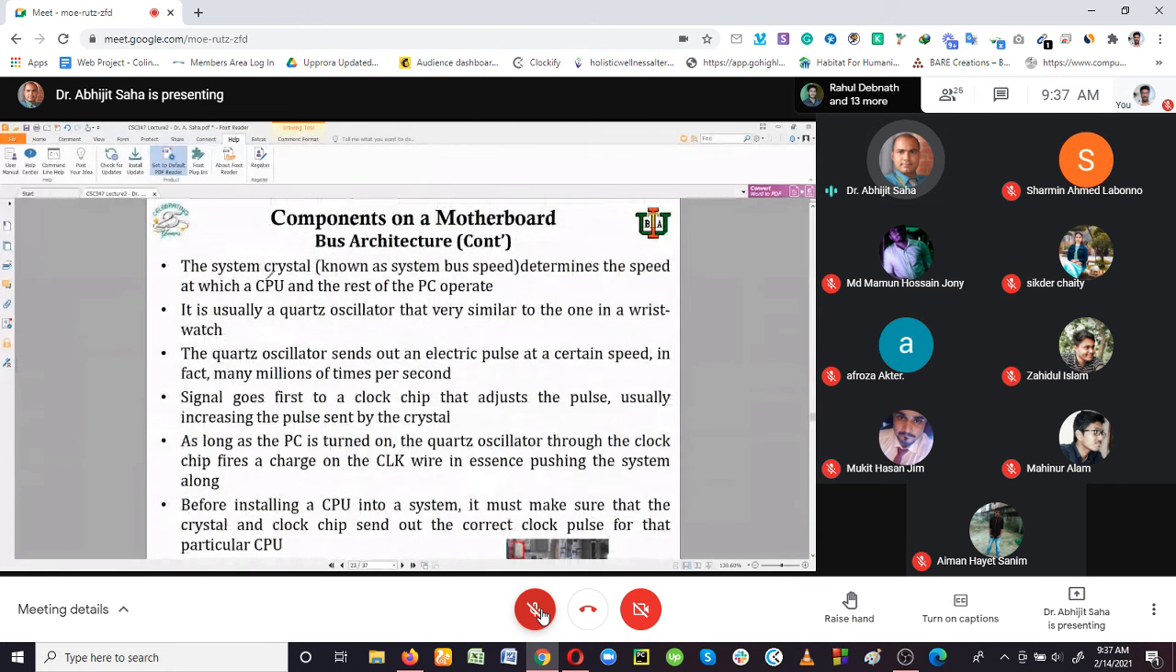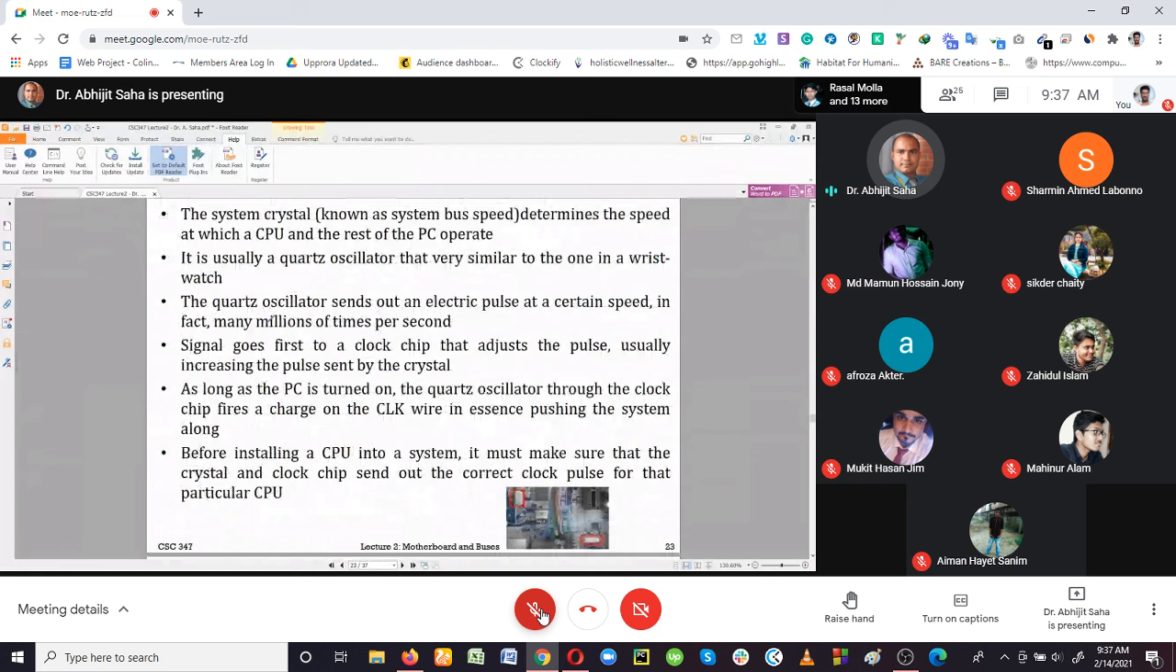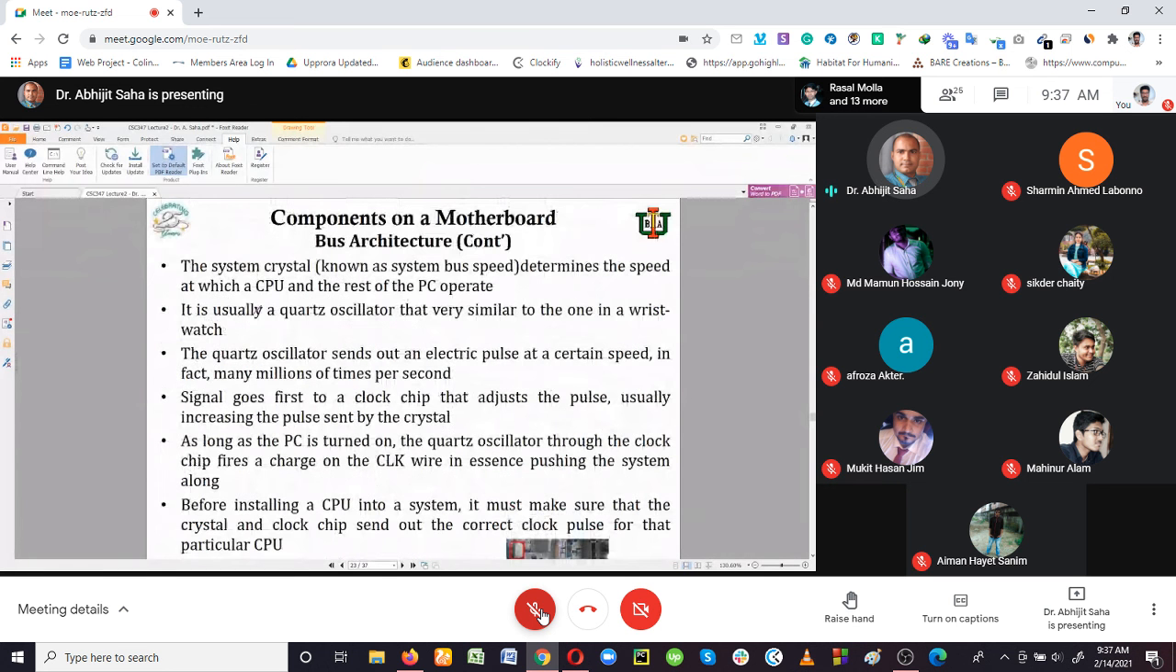And then you should know how to define the oscillator. A question is going to come on the system clock. The system clock is related to the crystal, the system crystal, which determines the CPU speed. You need to know about the quartz oscillator and what it does.